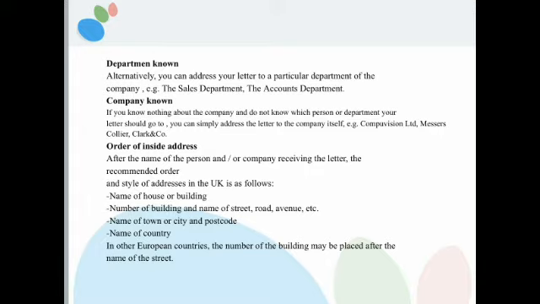Order of inside address. After the name of the person and/or company receiving the letter, the recommended order and style of addresses in the UK is as follows. Name of house or building, number of building and name of street, road, avenue, etc. Name of town or city and postcode, name of country. In other European countries, the number of the building may be placed after the name of the street.